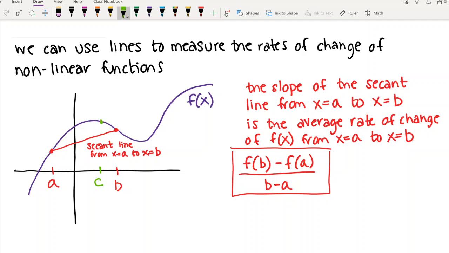And notice that this point on the graph is actually sloping downward at that point. So whereas the average rate of change from a to b would be positive, right? The slope of this red line that we drew is positive. If you look specifically at this one point, it's actually going to be negative. The graph is slightly going downward. And so we're going to use a different type of line to figure out what is the slope or what is the rate of change at that specific value. And that's going to be something called a tangent line.